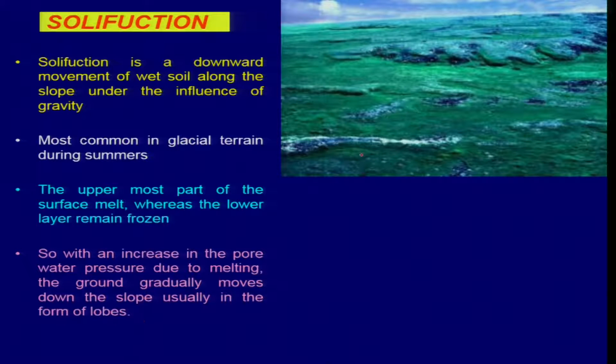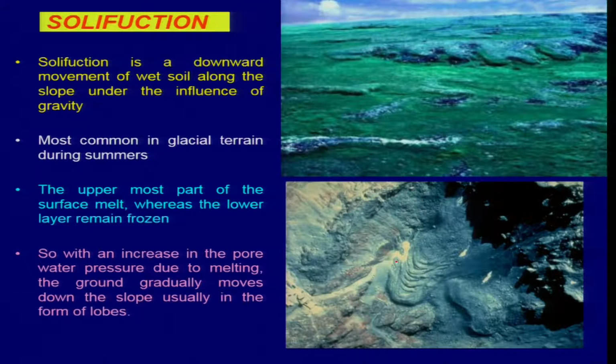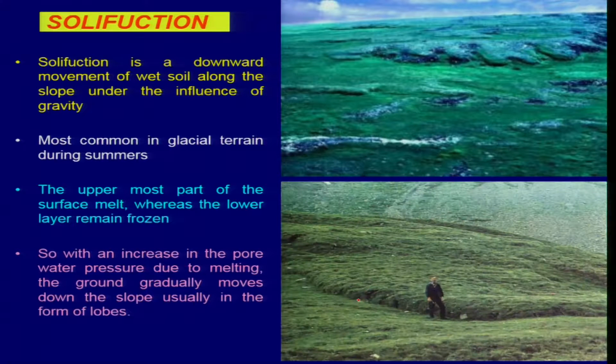So, here is the example which you can see: the uppermost portion of the soil melted and the subsurface remains frozen, so the uppermost will slide down along the slopes, and it will move very much in the form of lobes, but the movement is very slow. So, this is an example of solifluction.